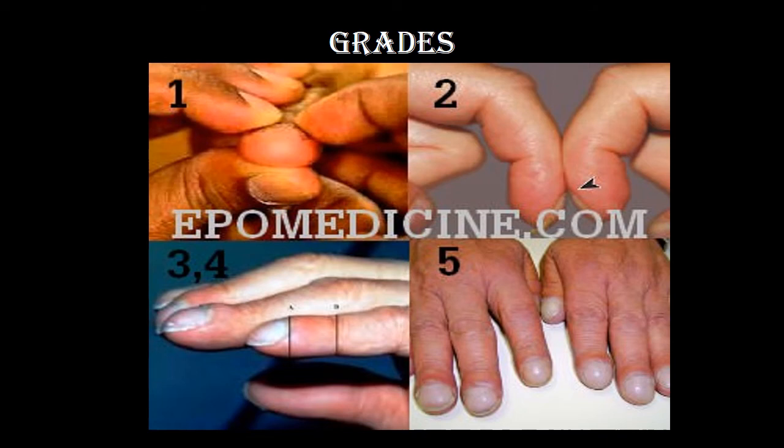Grades for clubbing. Grade 1: softening of the nail bed with obliteration of the onychodermal angle. Grade 2: increased anterior, posterior and transverse diameter of the nails, as well as nails becoming tense and shiny with loss of longitudinal ridges. Grade 3: increase in the pulp tissue resulting in parrot's beak and drumstick appearance. And last, grade 4: hypertrophic osteoarthropathy.